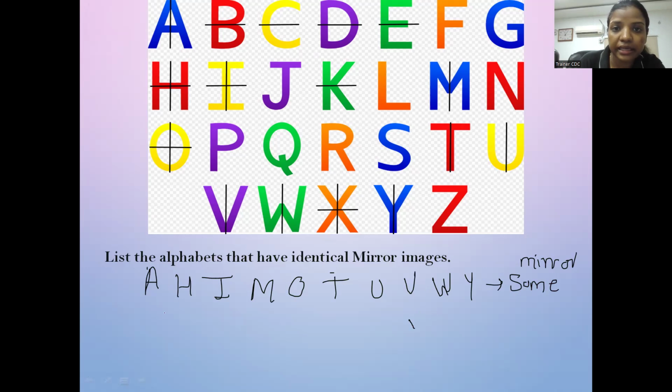And the letters which have a horizontal line, for example, C, D, E, H, I, then we have K, then O and X.